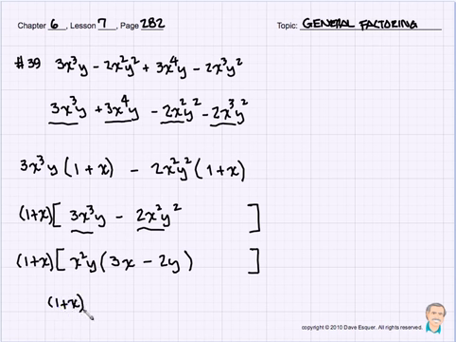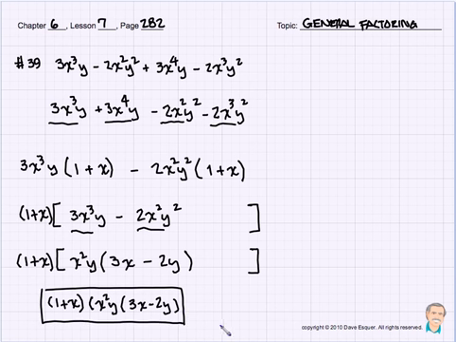So let's write our final answer. We end up with 1 plus x, x squared y, and 3x minus 2y. So those are the answers, those are the factors for our polynomial that we had in the beginning. Let's review this one. It was kind of an interesting one.